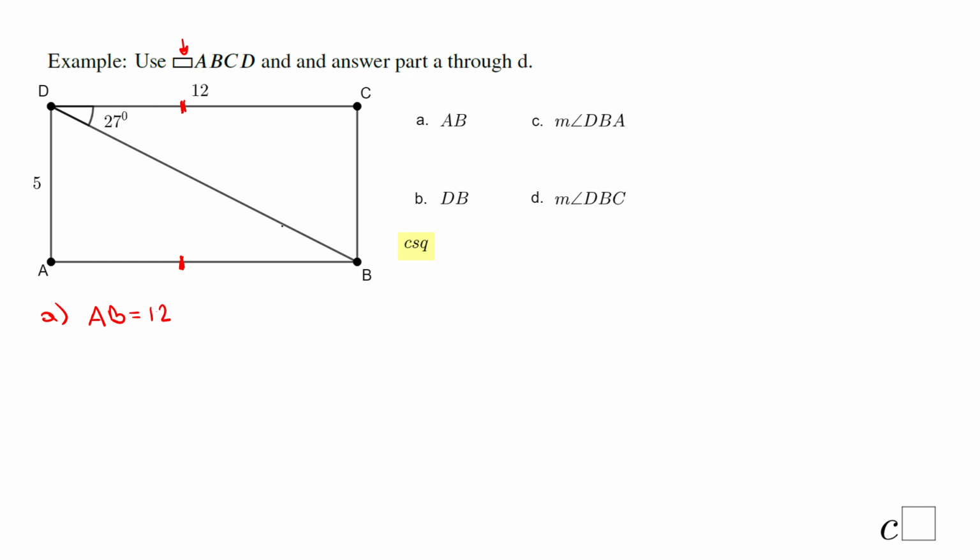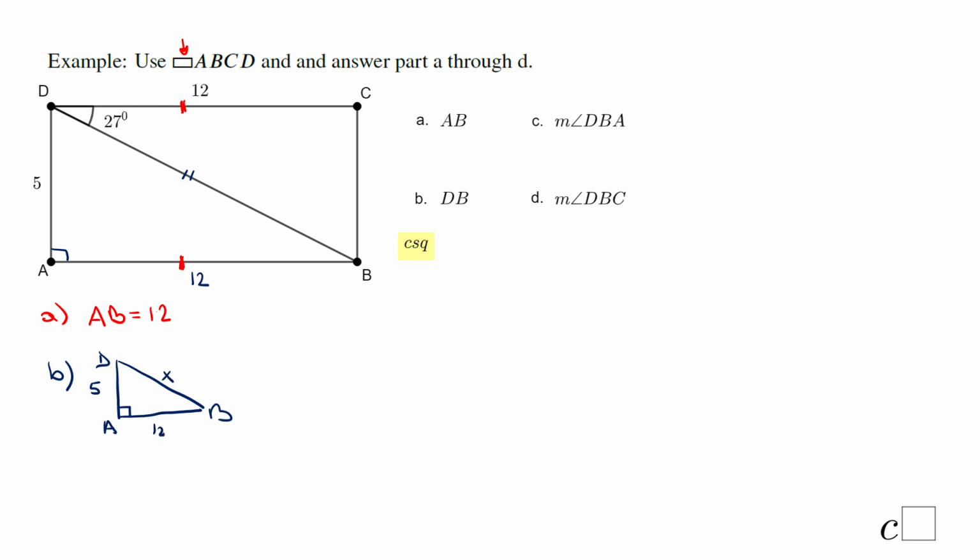Now let's take a look at part B. Part B, we are asked how long is this segment DB. And if you remember, this one is 12. So for part B, you may want to draw this triangle, which is the bottom half of the rectangle, the triangle ADB, which is a right triangle. Remember, this is a rectangle, so all the angles are 90 degrees. This is 5. This is 12, and we need to find this one.